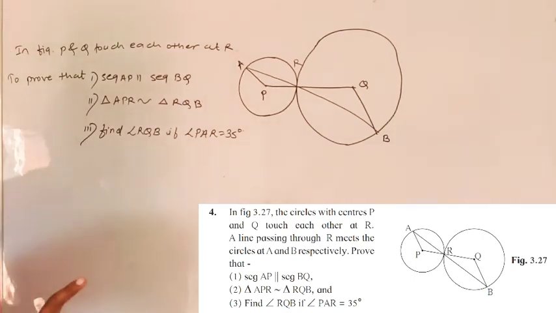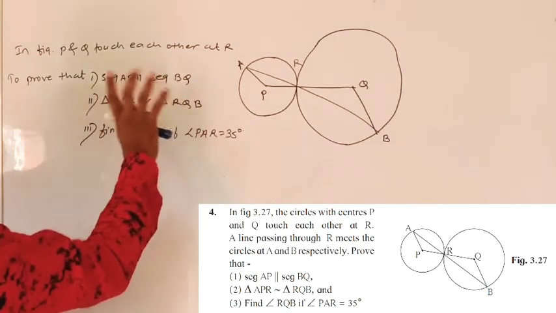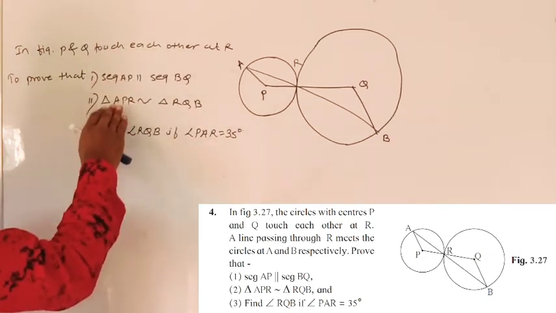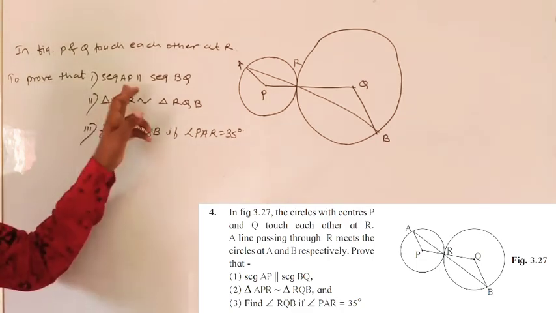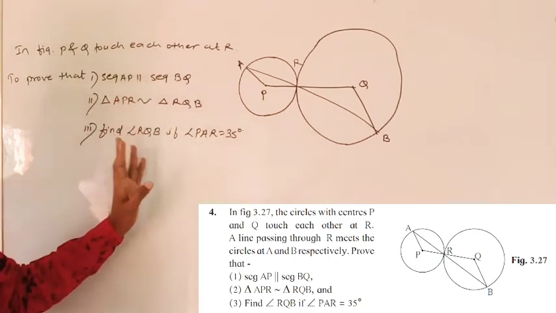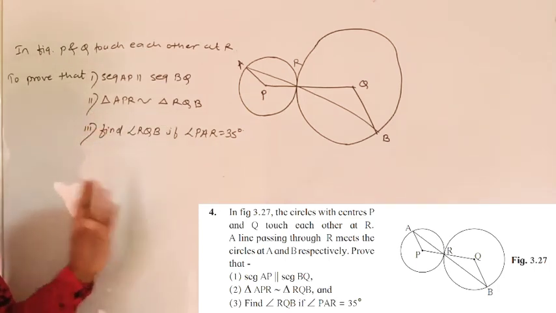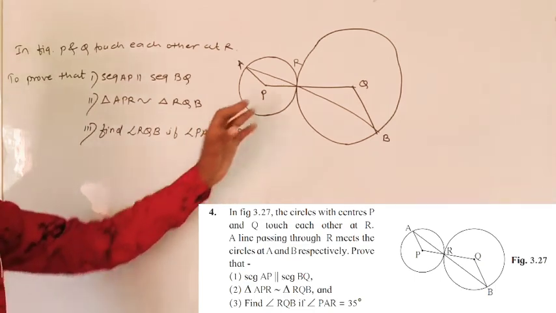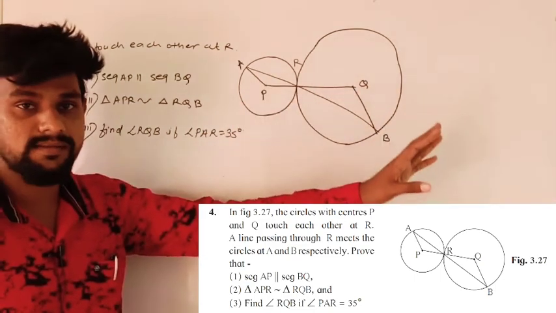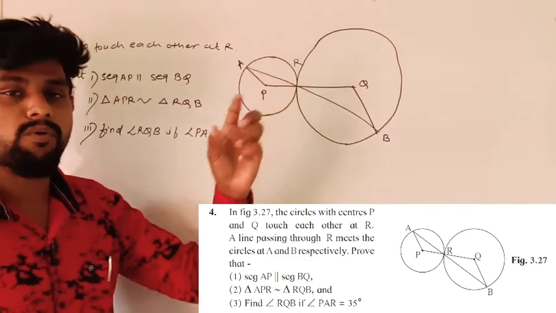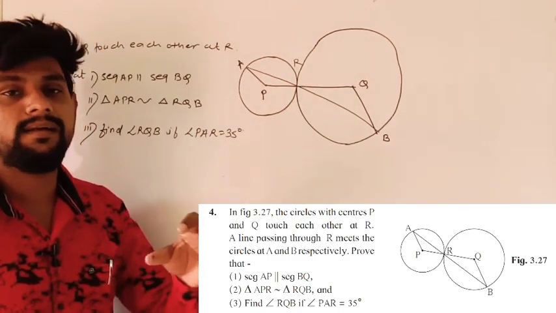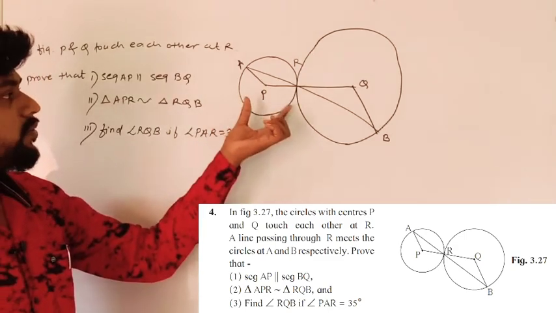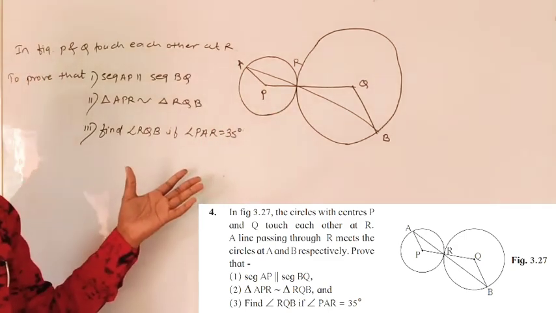Now first of all, we are interested to show that segment AP is parallel to segment BQ. We will deal with the first, then the third, and then the second. It's not a big deal to find out. It is very important to have basic knowledge about triangles: isosceles triangle, equilateral triangle, right angle triangle. If you know each of these, we can easily find all three.